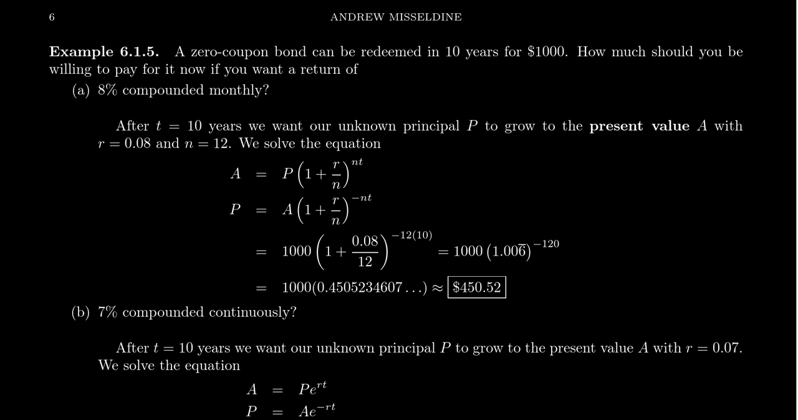So I want to show you some examples where we can actually analyze how good the investments are when we compare them apples to apples. So suppose we have a zero coupon bond that can be redeemed in 10 years for $1,000. So this is kind of like how government bonds work.